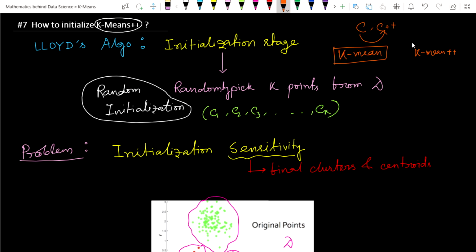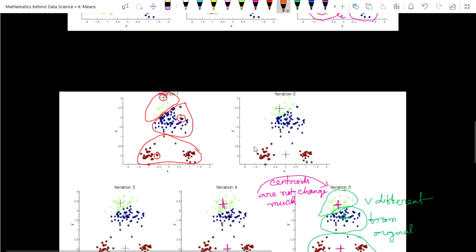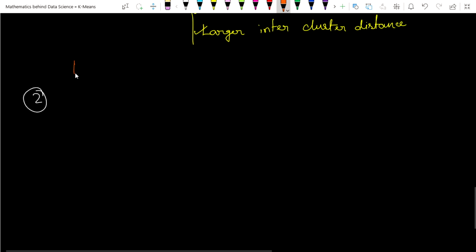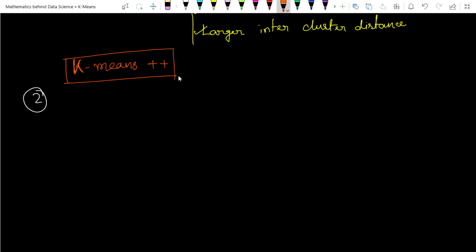K-means++. Because of that, we call this algorithm the k-means++ algorithm. We have developed something here, we have made some development here, and because of these reasons we call it k-means++. Now let's try to understand what this k-means++ algorithm is.